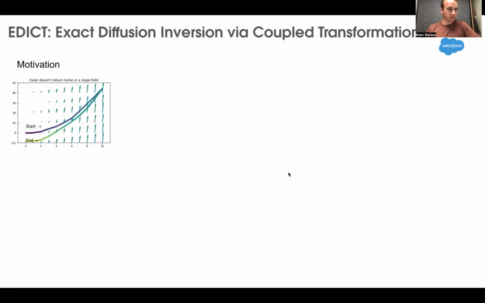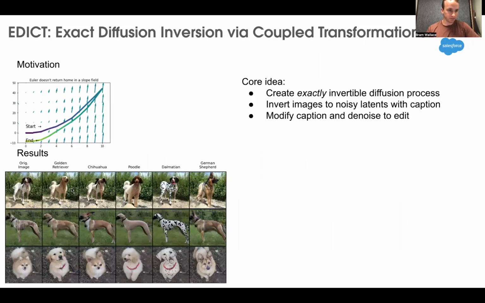Our motivation here is that if you're in a slope field and you take a step according to that slope field at every time interval, you do this for some amount of time, and then you try and reverse this process, stepping backwards along the slope field, you don't end where you start. And this is analogous to DDIM inversion in deep diffusion models.